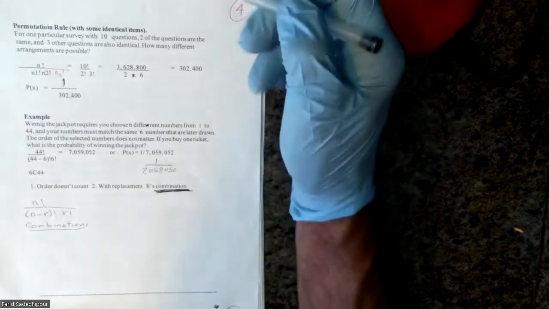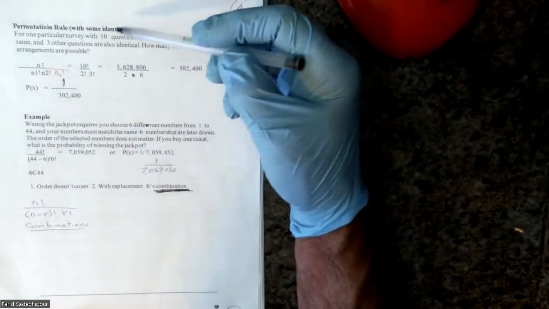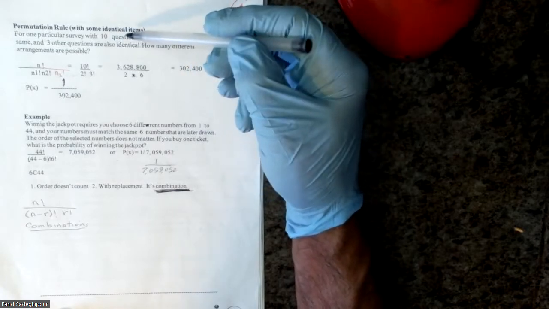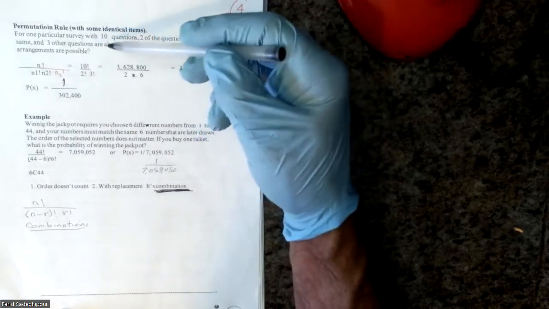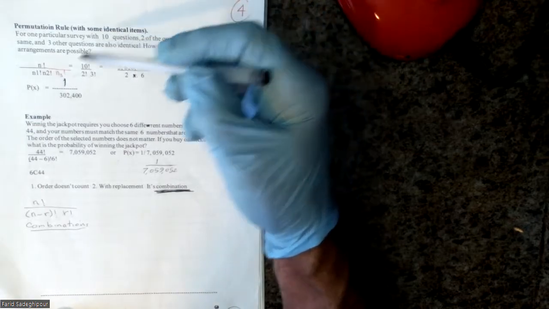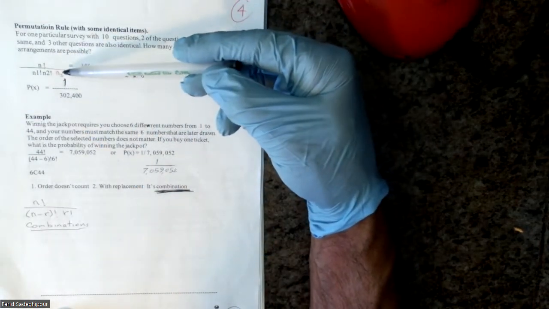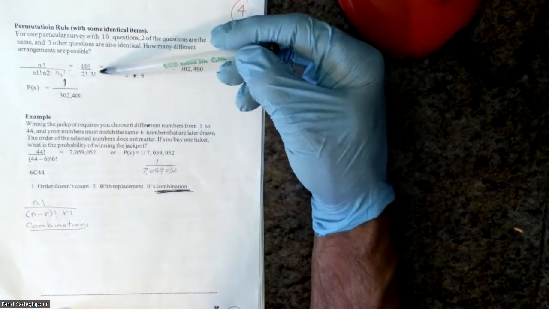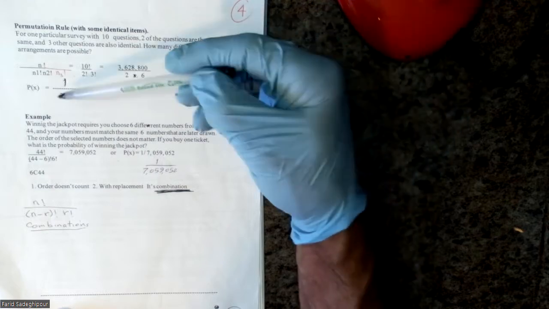This is a kind of permutation rule with some identical items. There are 10 questions. 2 of the questions are the same and 3 other questions are also identical. So in that case, this is the formula: N factorial over N1 factorial, N2 factorial, N3 factorial. In this case, we have just N1 and N2. And that shows the number of possibilities. Probability is 1 over the number of possibilities.